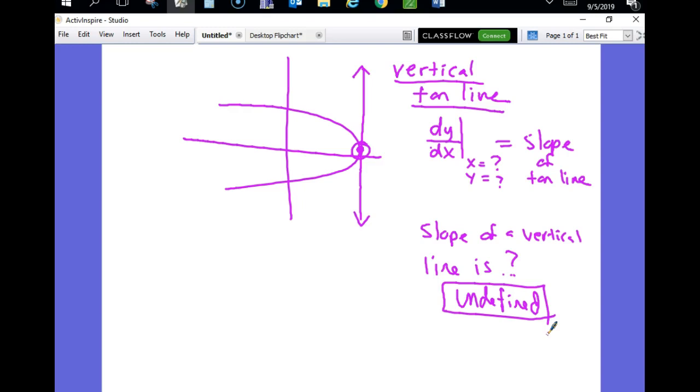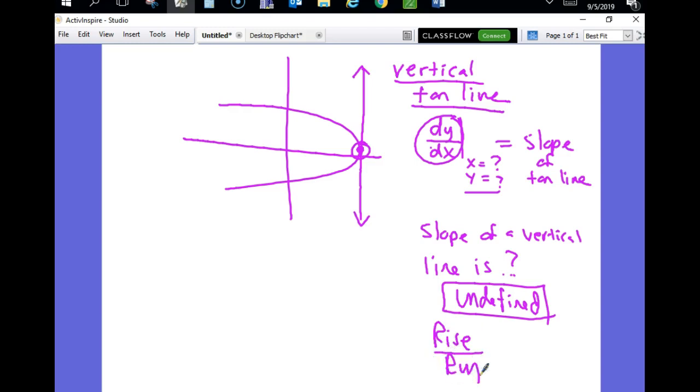It has, technically speaking, no slope, right? In order for something to have a slope, it has to go to the right, and this line doesn't go to the right at all, it just goes straight down. So this slope is undefined, okay? Now, why is it undefined? Well, you guys know that even though you can find the slope of your tangent line by doing a derivative and plugging in x and y, slope in layman's terms is rise over run, right?